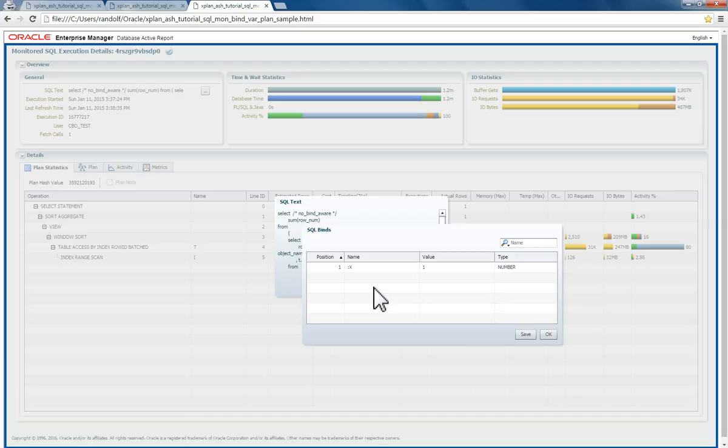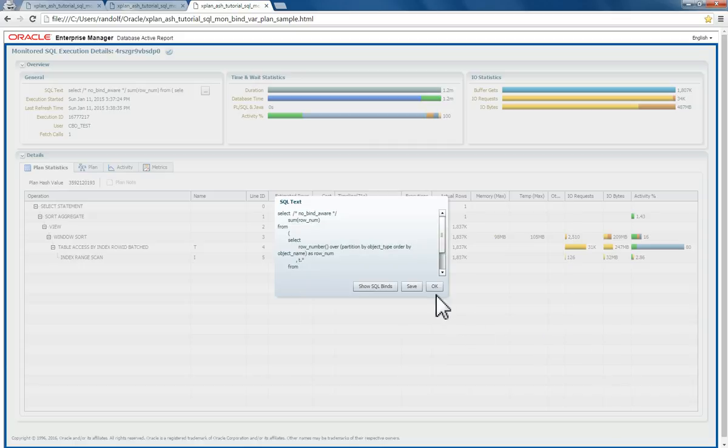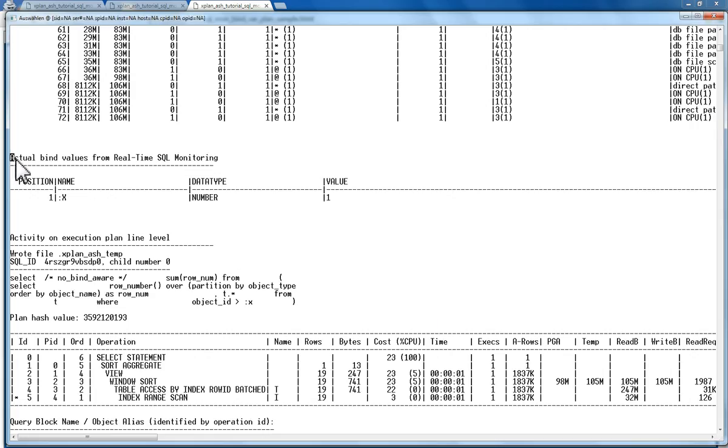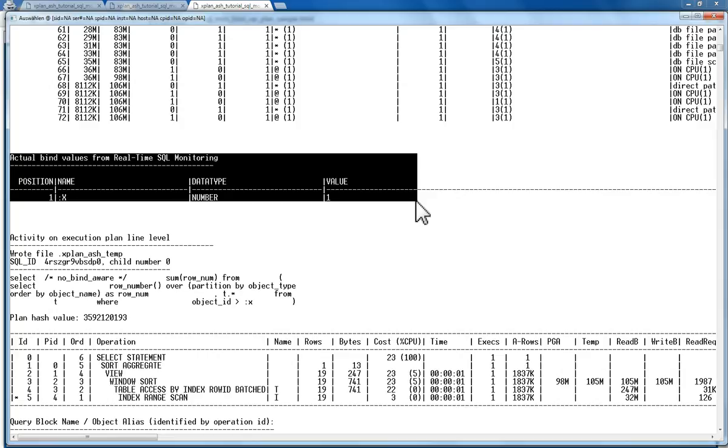Many people believe that what they find in V$SQL_BIND_CAPTURE would be the actual bind values used, but V$SQL_BIND_CAPTURE is only based on sampling. So what you find there is not necessarily what actually got used for this particular execution. You have to be very careful and not come to wrong conclusions based on V$SQL_BIND_CAPTURE. Real-time SQL monitoring includes the actual bind values used for this particular execution. So this bind value information, if it is available, is also available in a separate section in the ExplainASH report.